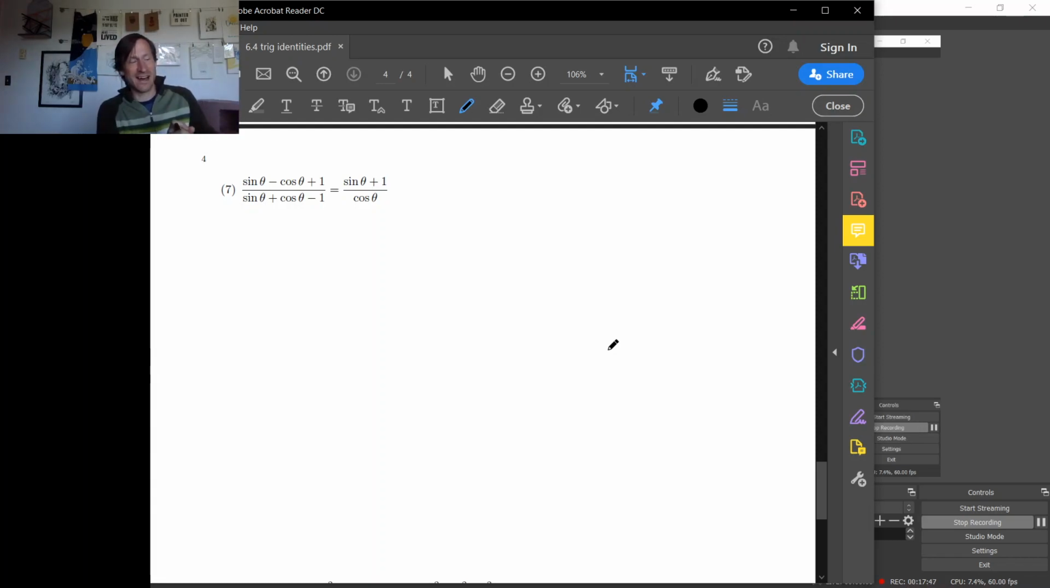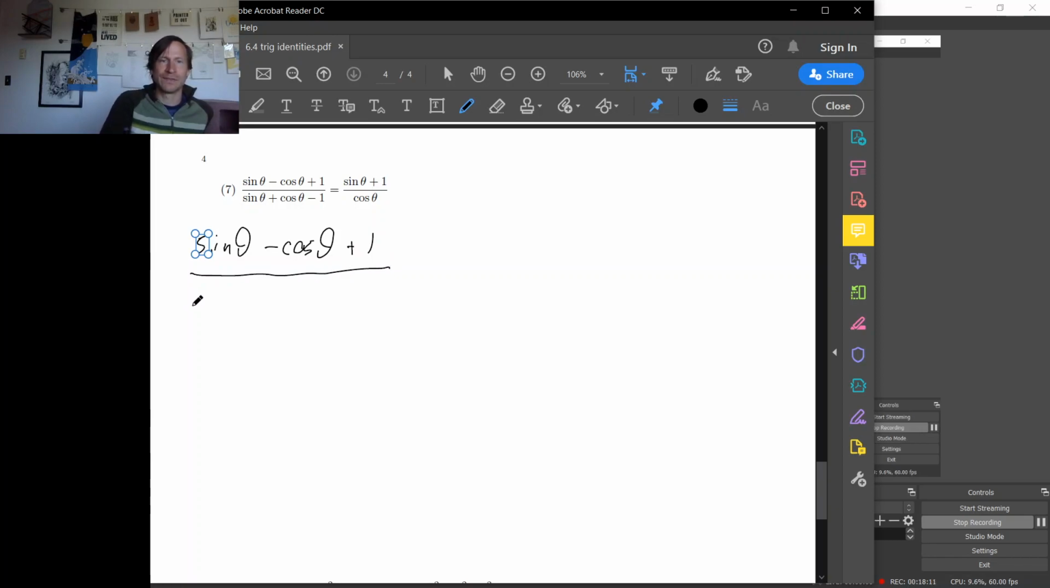Okay, last one. Second to last one. This is another one that I found pretty tricky. I had to stumble around and try several different things before I stumbled on one thing that worked. So for me, it looks like the left-hand side is the more complicated side. So let's start with that. Sine theta minus cosine theta plus 1 over sine theta plus cosine theta minus 1. And it really isn't clear how to start here.